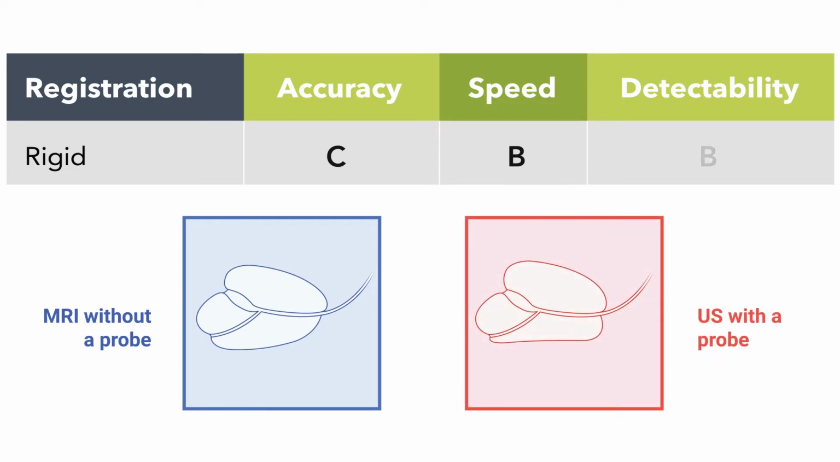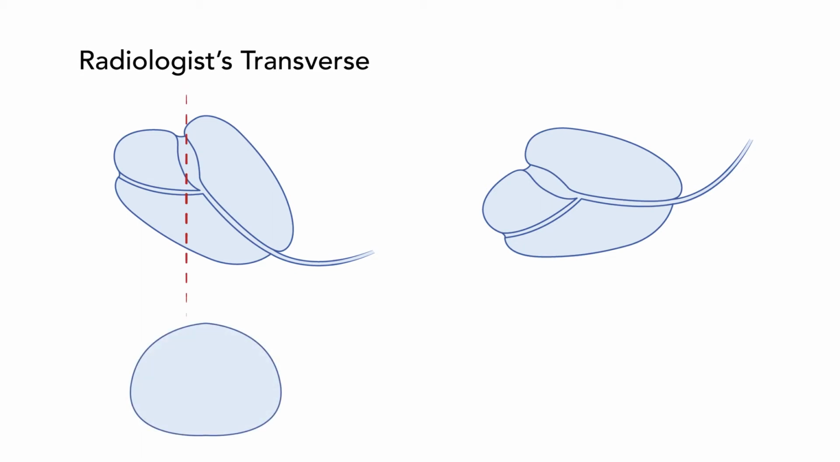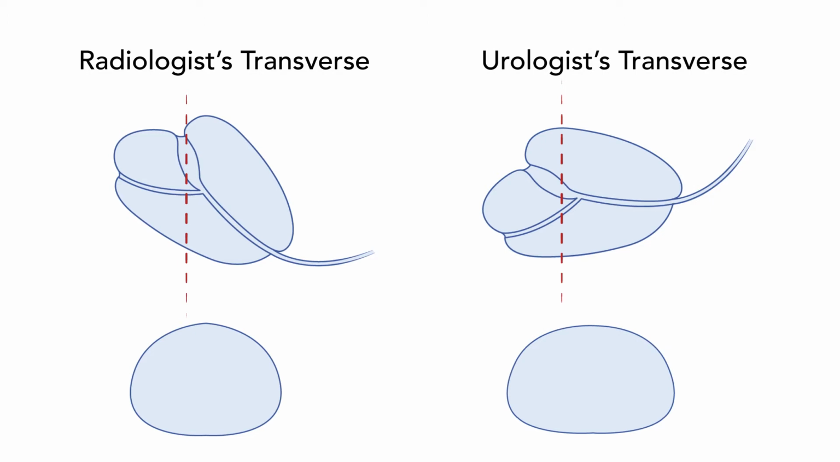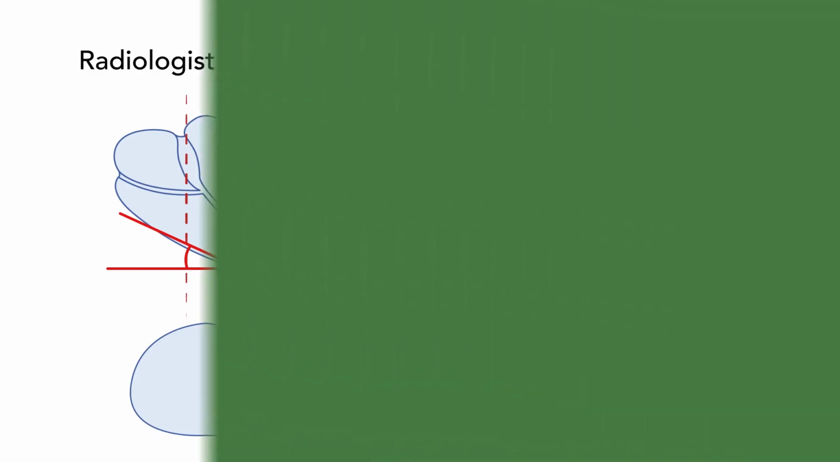Fortunately, these errors due to compression are easy to detect. However, because the image acquisition orientation differs, what the radiologist calls transverse on the MRI can be significantly different than what the urologist calls transverse on the ultrasound. In other words, the prostate is typically oriented up to 30 degrees off axis in the MRI as compared to the ultrasound, and this can be a difficult error to detect during fusion.